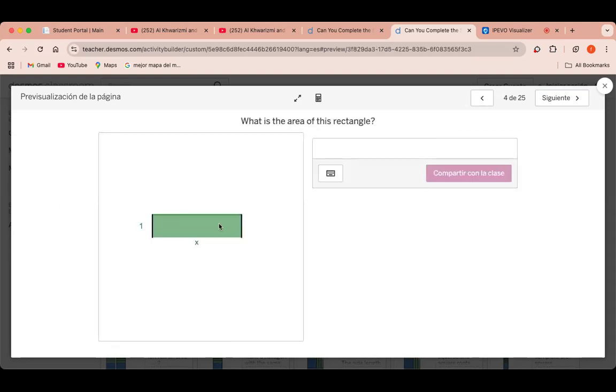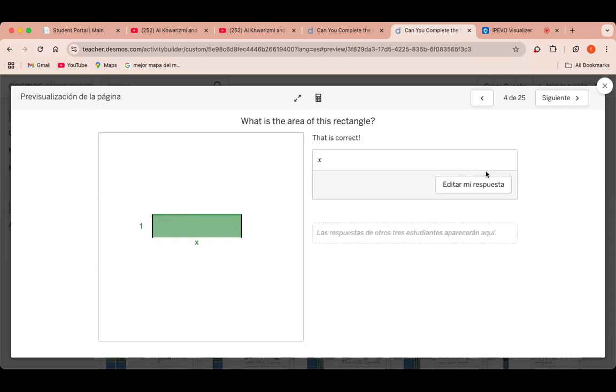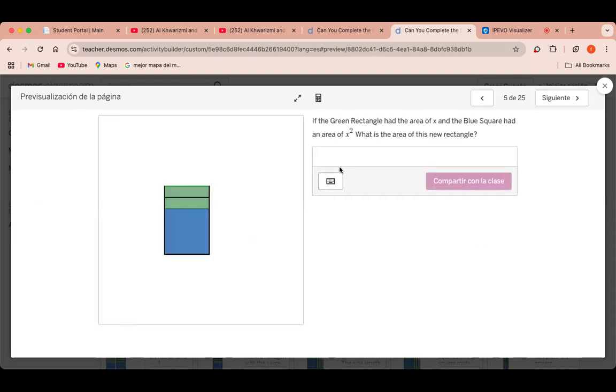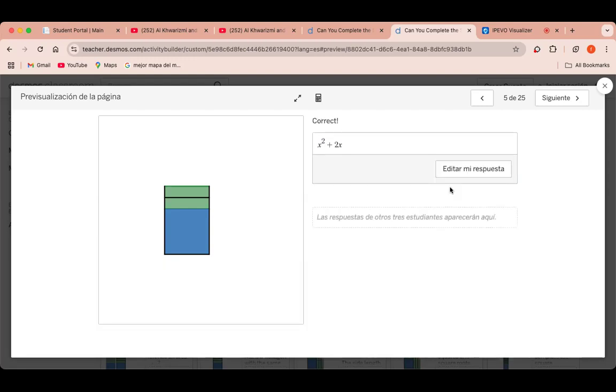In the next activity, the same idea: what is the area of the rectangle? Again, the basic skill. So the area here is x. They share it with the class, and the same idea here, you have the answers of all the students. Then we continue with the next part. What is the area of this rectangle? Think about this as a square, and then you have two rectangles. So the area should be x squared plus 2x, because we have two little rectangles with base x and height 2. Okay, it's correct. They can fix the answer.